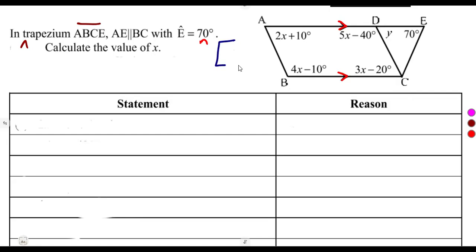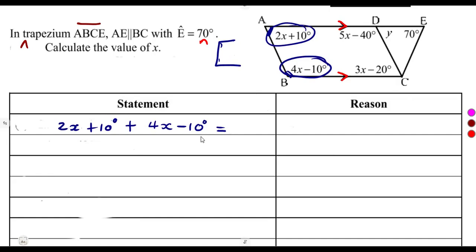So therefore, where we form a C like this, angle A and angle B, if we add these two, angle A, which is 2x plus 10 degrees, this is our angle A, we add it to angle B, which is 4x minus 10 degrees. We must get 180 degrees. The reason here is that these are co-interior angles. So we are talking about what? Co-interior angles. Since AE is parallel to BC, from the properties of what? A trapezium. We have formed an equation.